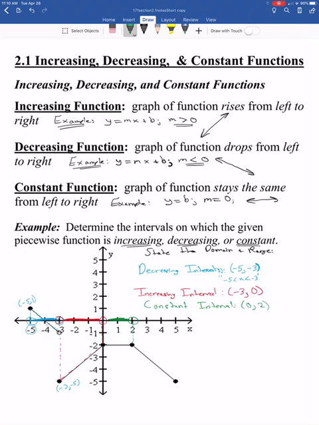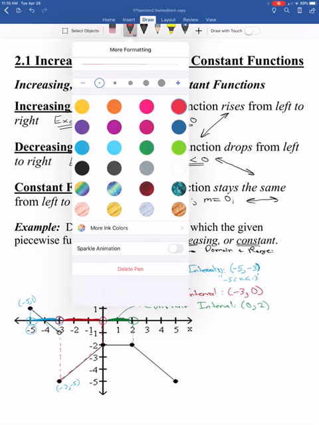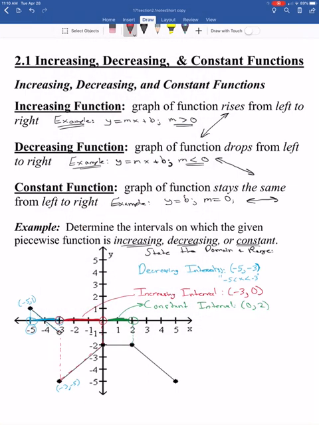My graph is staying the same. It's not going up. It's not going down. It's constant. All right, so there's our constant interval. So again, you're looking at this interval notation that we're writing over here on the side, and that's the main thing you want to be observing.